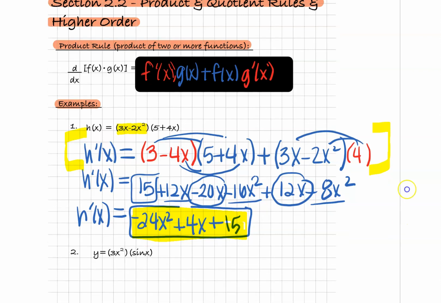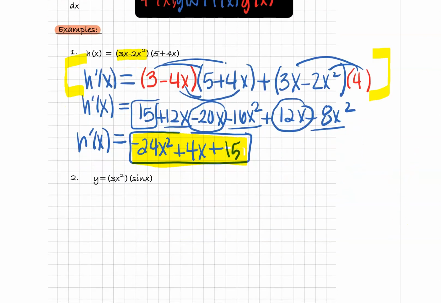Let's do another one, and let's do one that has that sine function in it. So again, I'm going to use my same colors, and so I'm going to find y prime, and that's going to be equal to, first we're going to do derivative of 3x squared.